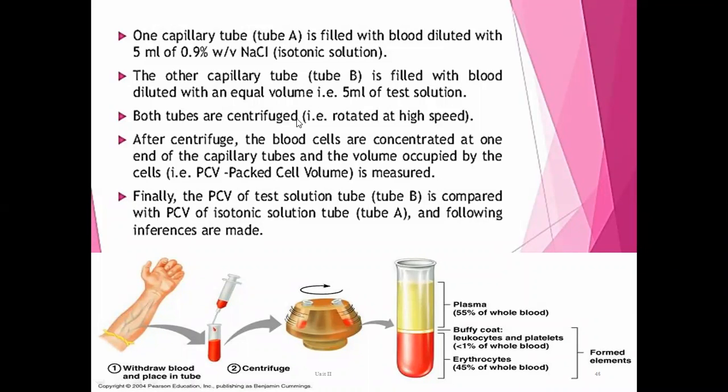Now we are going to centrifuge both the tubes, that is, rotate them at high speed in a centrifuge machine. After centrifugation, the blood cells are concentrated at the end of the capillary tube and the volume occupied by the cells, that is the packed cell volume, is measured. So we withdraw the blood and dilute it with 5 ml of either isotonic solution or the test solution. Then both tubes are centrifuged at high speed, rotated in this machine.